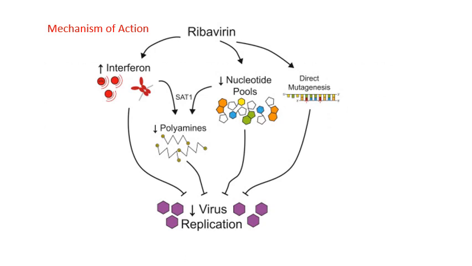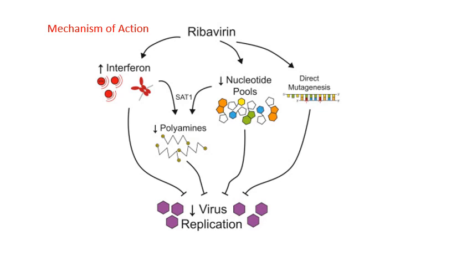Ribavirin basically decreases the nucleotide pools, so viral replication is going to be decreased, and it causes mutagenesis in mRNA, so thereby the virus is going to die. The other mechanism is that it increases the activity of interferon. So that is the reason we normally use interferon and ribavirin for the treatment of hepatitis C virus.